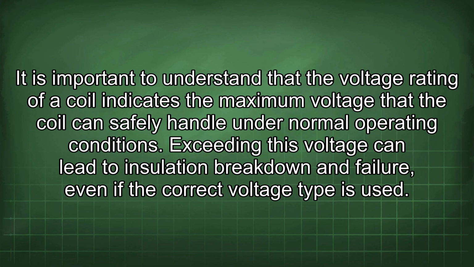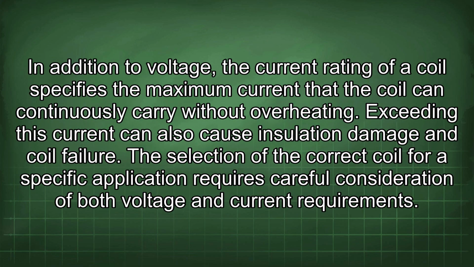It is important to understand that the voltage rating of a coil indicates the maximum voltage that the coil can safely handle under normal operating conditions. Exceeding this voltage can lead to insulation breakdown and failure even if the correct voltage type is used. In addition to voltage, the current rating of a coil specifies the maximum current that the coil can continuously carry without overheating. Exceeding this current can also cause insulation damage and coil failure.